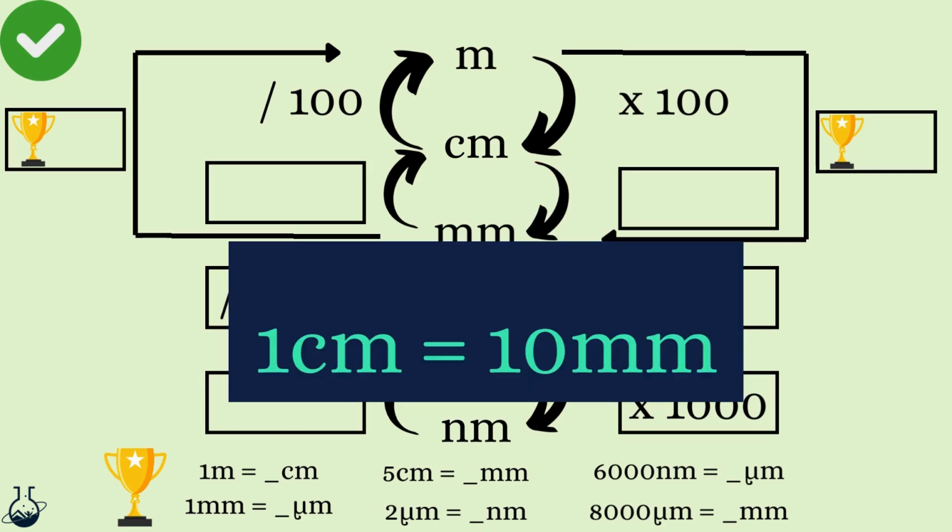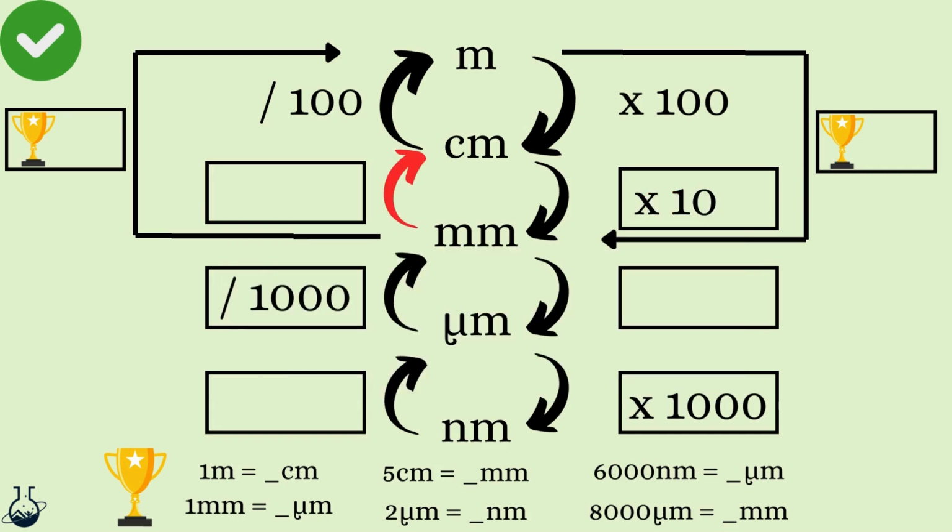We already established that 1 centimetre is made of 10 millimetres. To get from 1 to 10, we times by 10. So this times 10 goes in this section here. And remember to reverse the process when going in the reverse direction. So to go from millimetres to centimetres, we divide by 10.